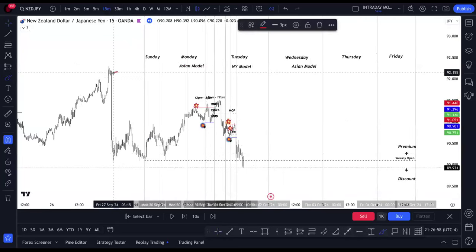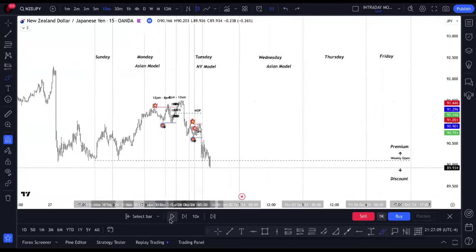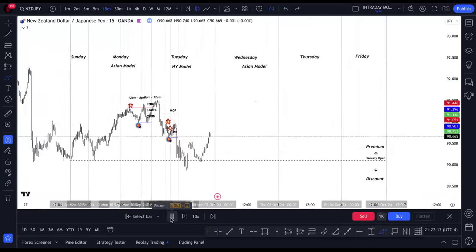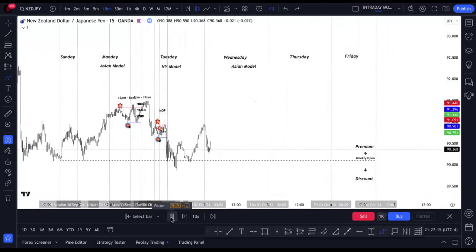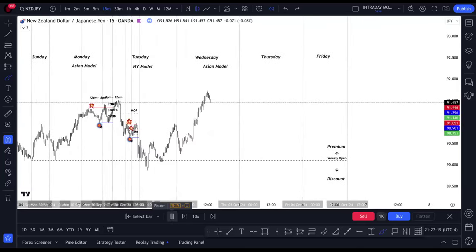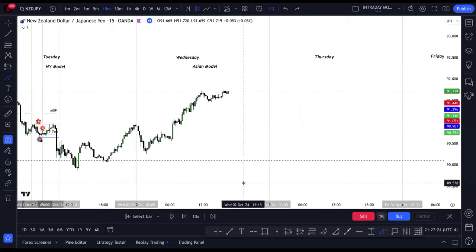Some people might say, oh, look at this on the right side of the chart. Yeah, that thing was going to sell. Got that breaker, right into that. Nice. Let's play it forward at this Wednesday Asian session model. After this, we'll move on to our pair of the month. And stop. I think we're coming up close to it. Nah, I didn't get it.